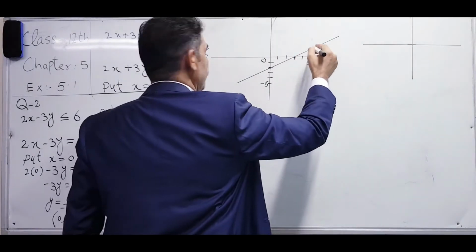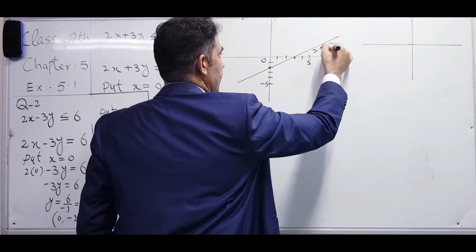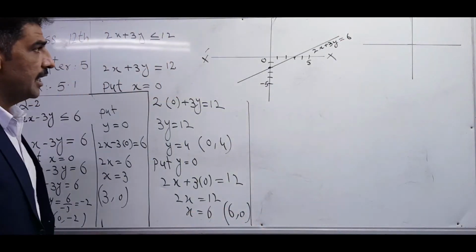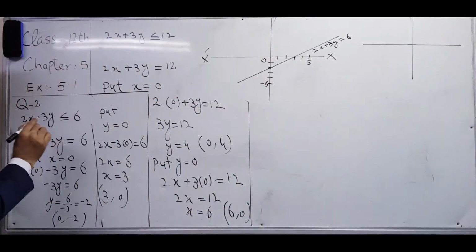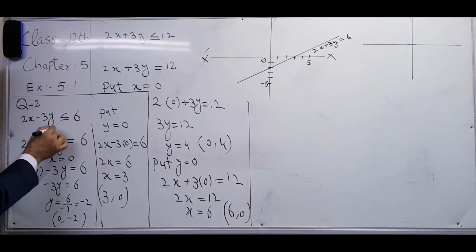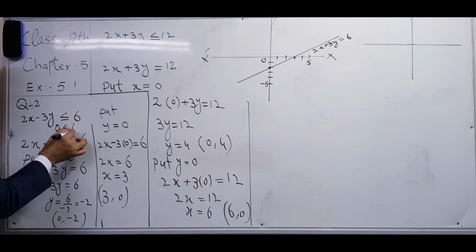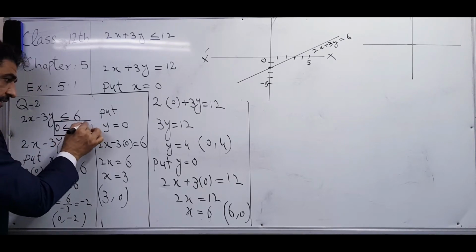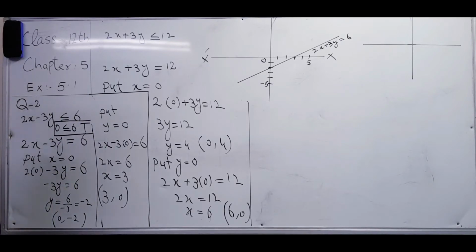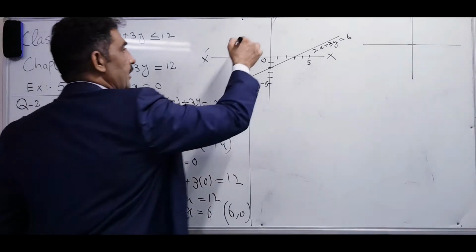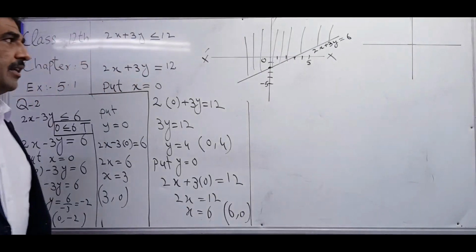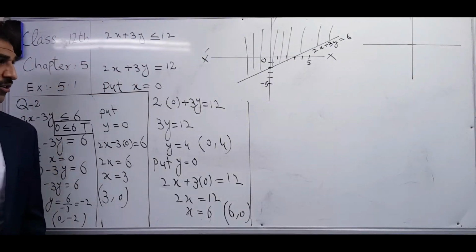Name of the equation: 2x plus 3y is equal to 6. The testing point is the origin. When you put the origin here, this side will become 0 is less than 6. So tell me, is this true or false? True. Good. When it's true, which side do we have to shade? The origin side. So this side will be shaded. That is the previous part which we did before in question number 1.